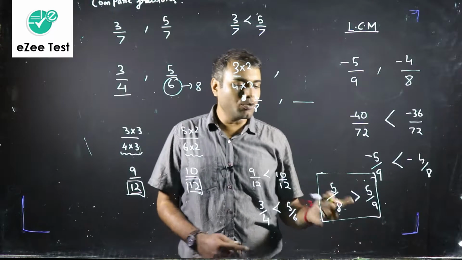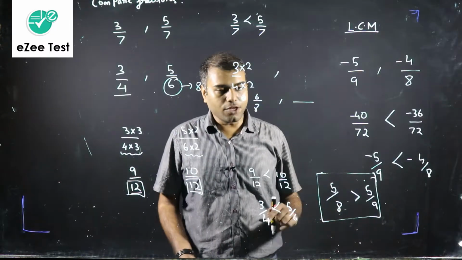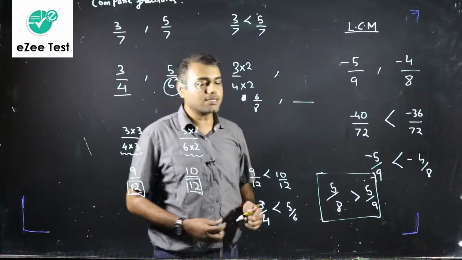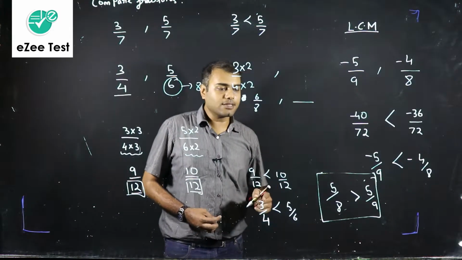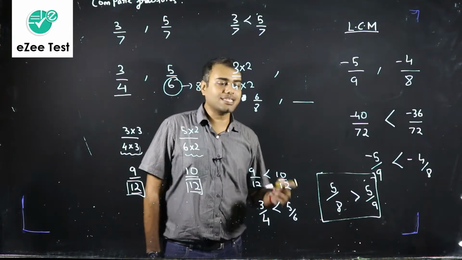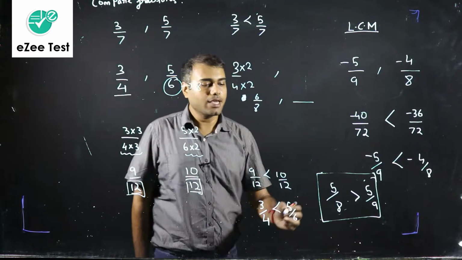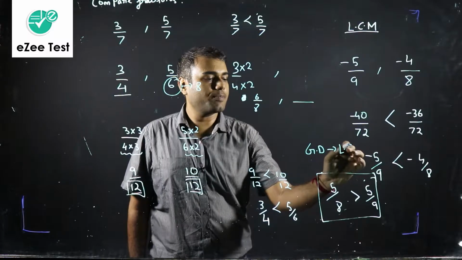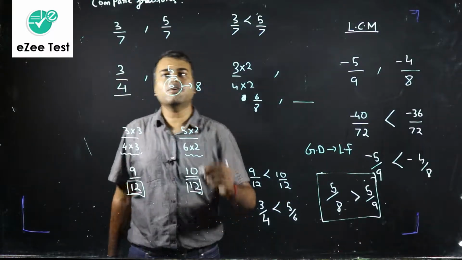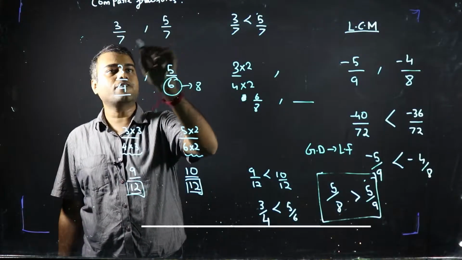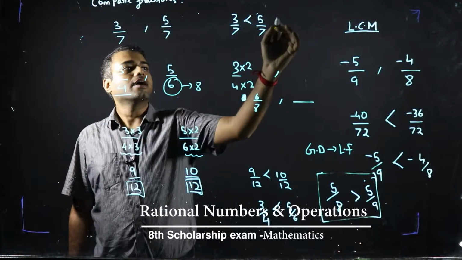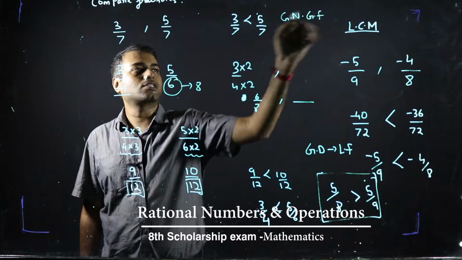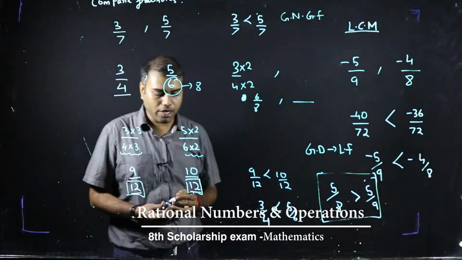So if we have to compare two fractions in which the numerator is the same, the greater the denominator, the lesser will be the fraction. And if the numerator is different and the denominator is the same, the greater the numerator, the greater will be the fraction. I hope this was all clear.